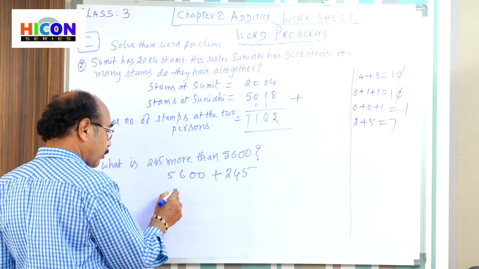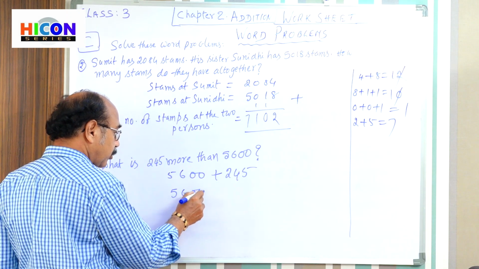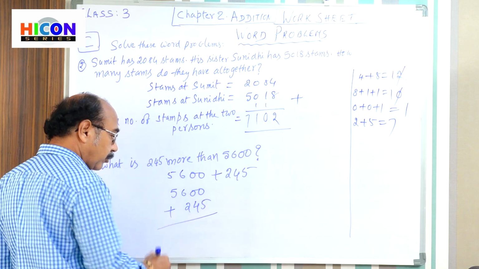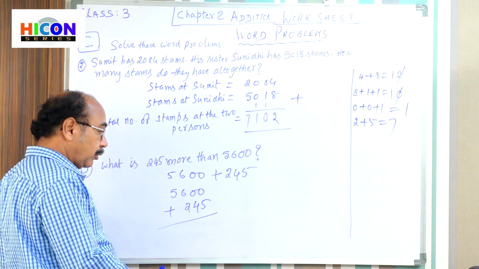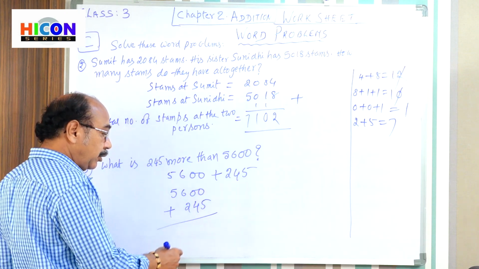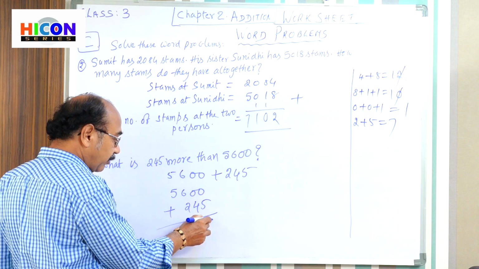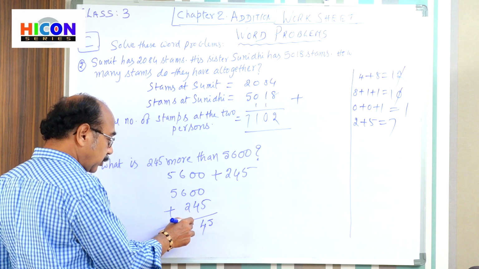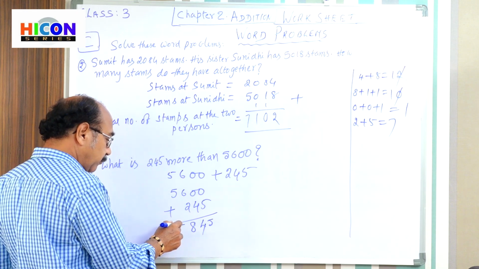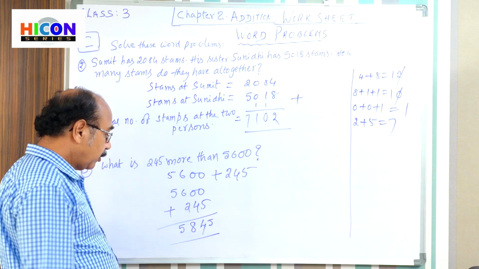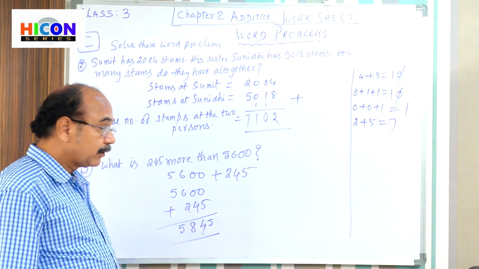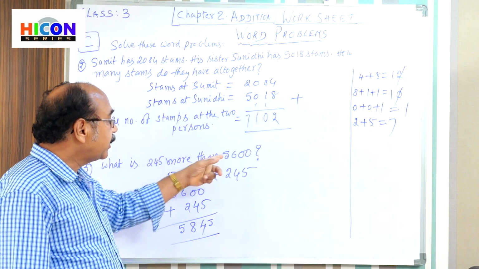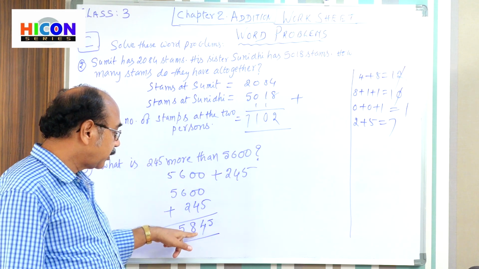Add 5600 plus 245. Now add the digits in ones place. 0 plus 5 is 5. 0 plus 4 is 4. 6 plus 2 is 8. 5 as it is we write. 5845. So if we take 245 more than that number, then we get 5845.